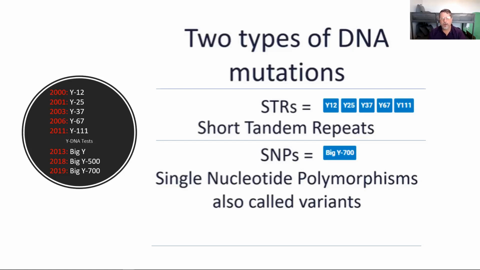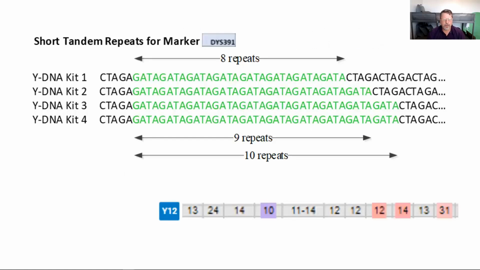And it's important to know that, because when you get the big Y again, you're going to get all this data, and you want to be able to use all this data. All right. So this is what an STR mutation looks like. So let's say I have 4 people, and they take the Y12 test. I know we don't even offer the Y12 test anymore, but let's say for argument's sake that we did.